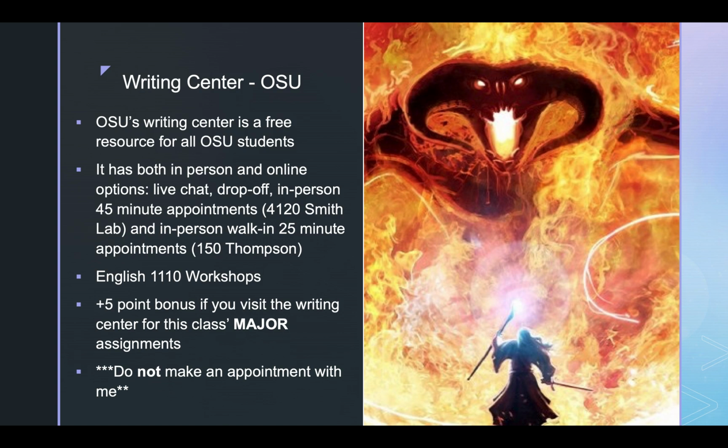The in-person appointments vary. There's an in-person 45-minute appointment option, which is on the fourth floor of Smith Lab. Smith Lab is just behind the 18th Avenue Library. Your other in-person option is a walk-in option, which is 25-minute appointments, and that is in front of room 150 in Thompson Library. You just have to show up. You don't have to make an account to make an appointment.